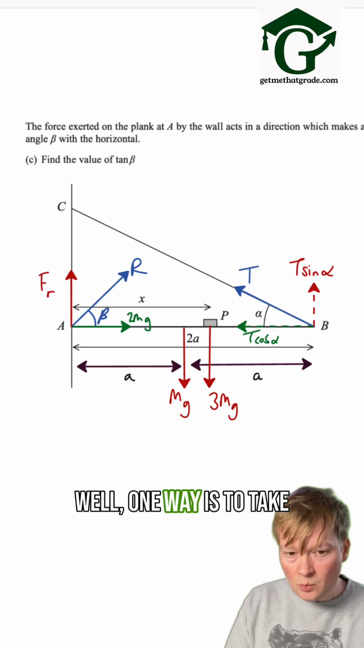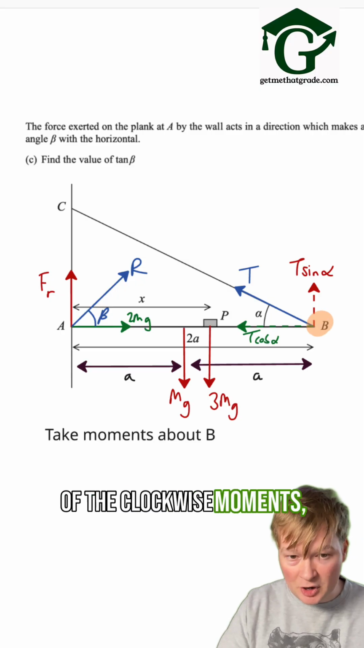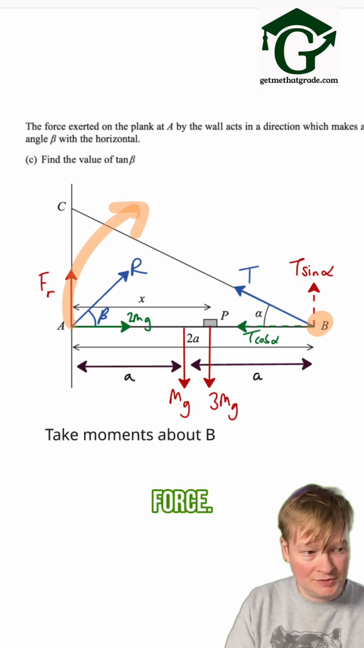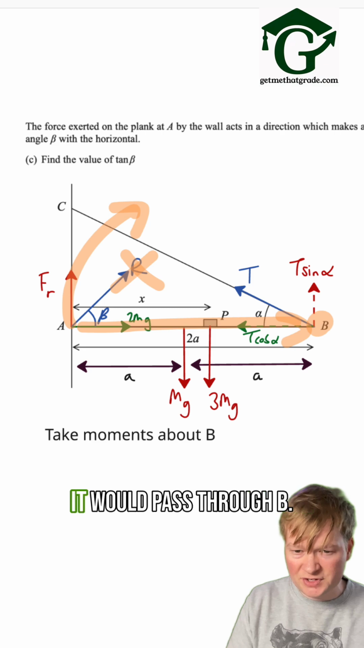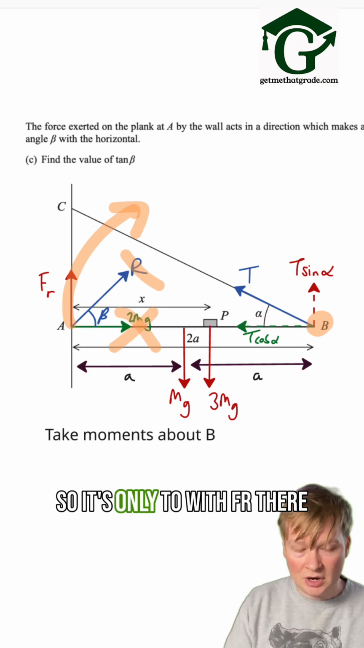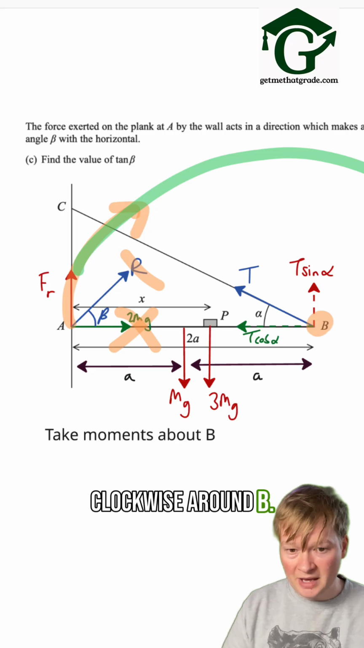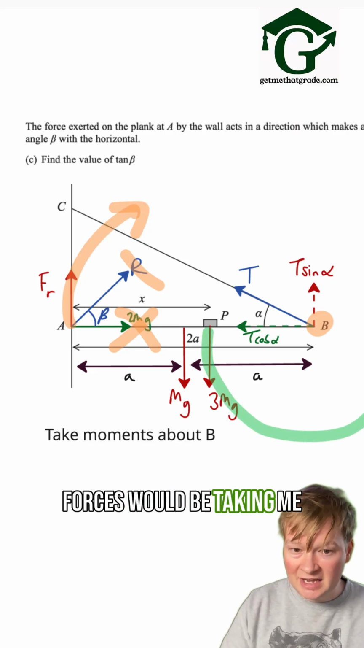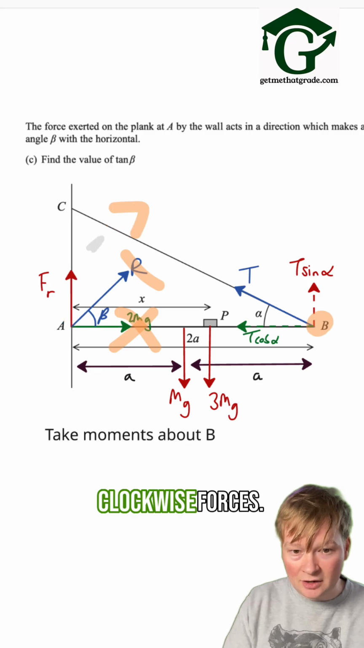Well, one way is to take moments about this point B. The sum of the clockwise moments will be to do with this FR force. I'm ignoring the R force here, and I'm ignoring also this 2 mg force because it would pass through B. So it's only to do with FR there, and that one will be taking us clockwise around B, whereas these other 2 forces would be taking me anti-clockwise around B.